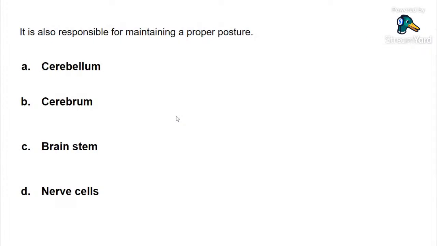Next, it is also responsible for maintaining a proper posture. This is something we tackled earlier. What maintains our posture is our cerebellum. It is the job of our cerebellum to give and maintain our proper posture.